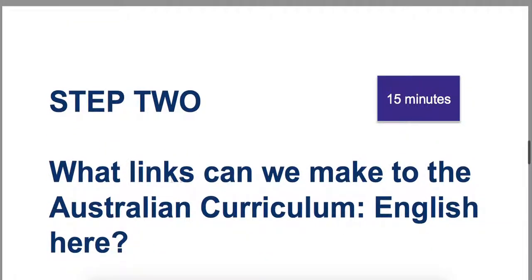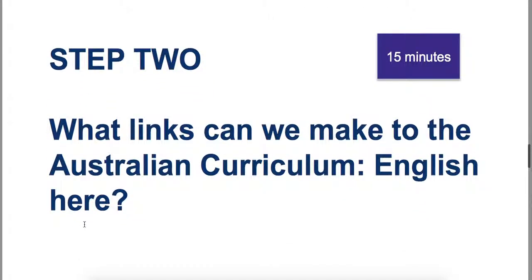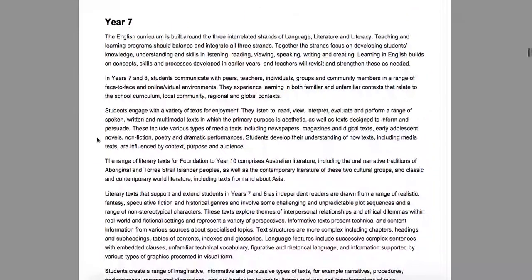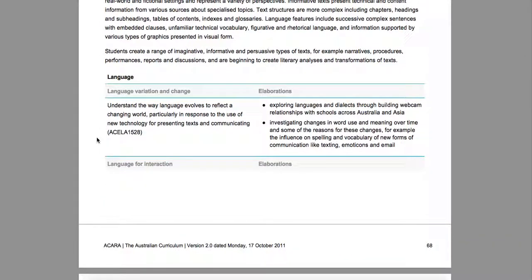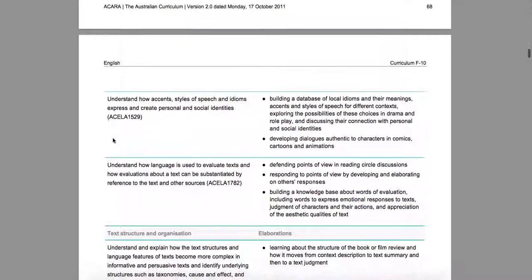In step 2, we ask what links can we make to the Australian curriculum in English? Now in the workshop, although this unit here is designed for Year 9, most people had access to Year 7 curriculum. So we're just going to use that in this example. So we go to the curriculum, and we go to the content descriptors, and we say, well, which of the content descriptors does this unit teach? So let's have a look.